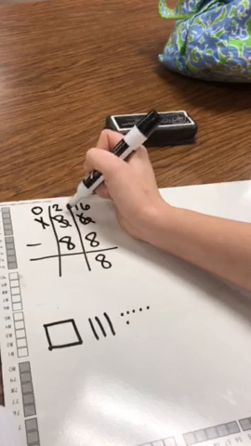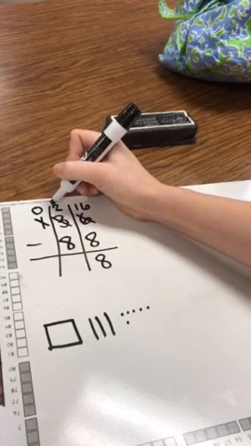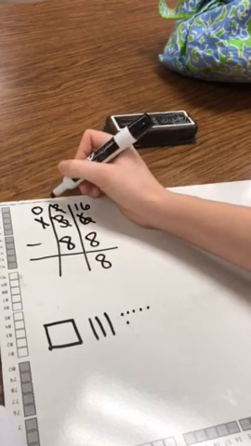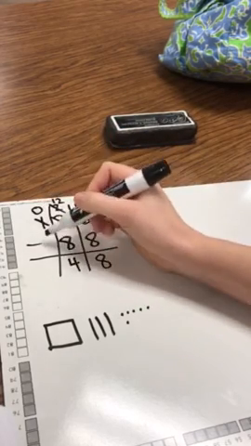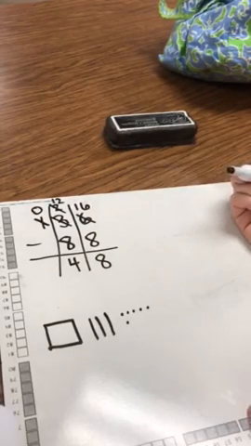So if we're adding that 100 to the tens place, then we're going to have to cross this out and say 2 plus 10 is 12. 12 minus 8 is 4, and 0 minus 0 is 0, and we'll just leave that blank.